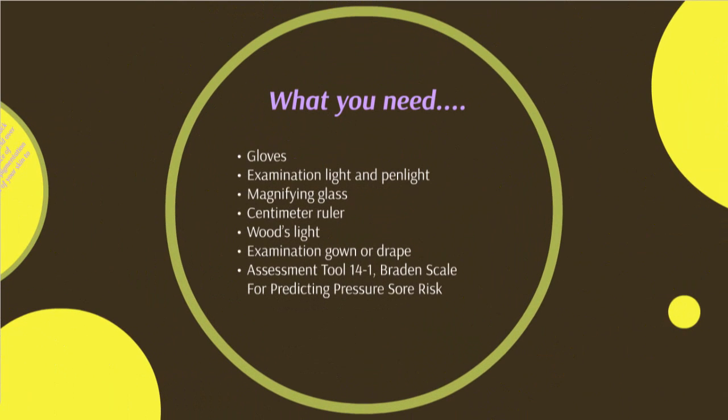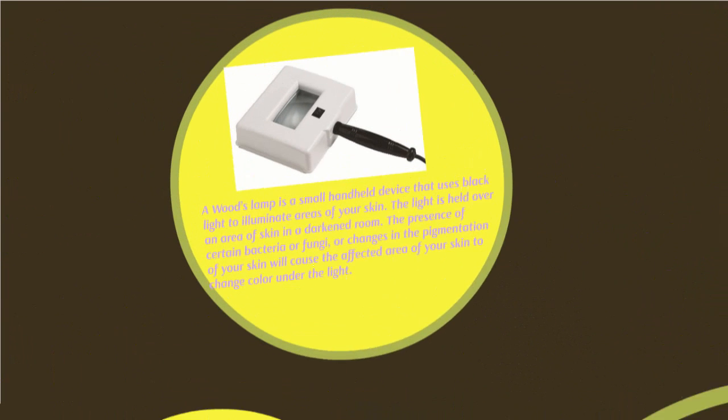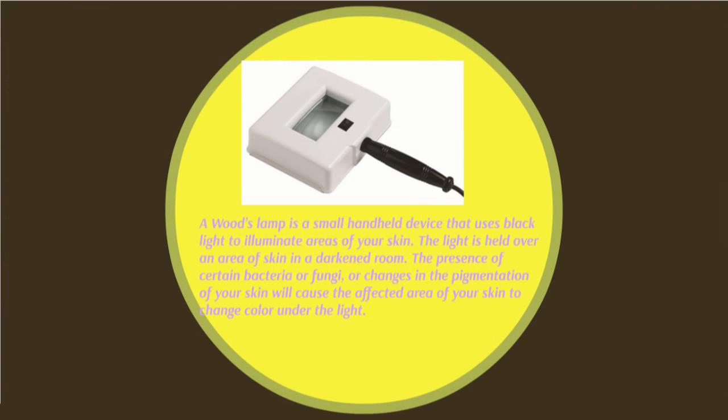Of course, we're going to need our gloves, an examination light and a pen light, magnifying glass, centimeter ruler, Wood's lamp or Wood's light, a gown, and then your Braden scale. And we're going to talk about that. Next, I threw in here, because the number one question I'm asked is, what's a Wood's lamp?